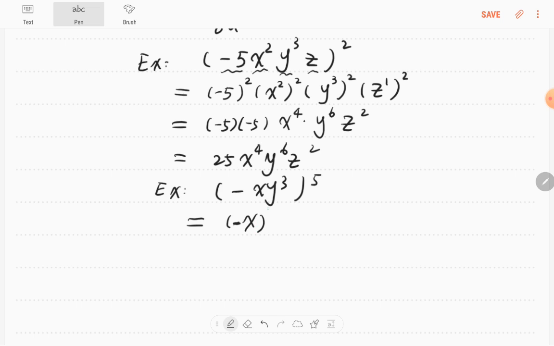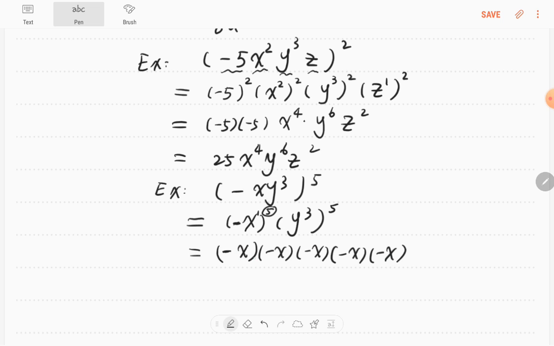Now make sure you understand this is still 1 for the x. And next term, you will treat y to the third. Then the outside will be 5. After that, you understand the negative sign is still here because it's the odd number exponent. So if we want to write it into the multiplication form, we will get the odd number of negative signs, right? So we will know the final answer is still negative. This is one way to do this question.